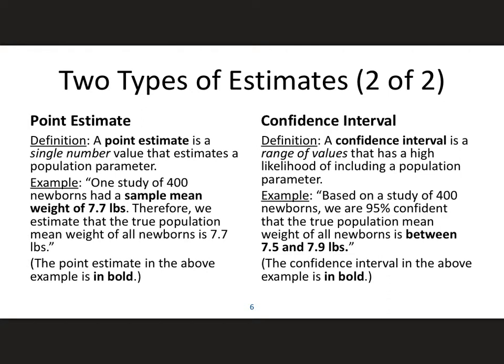A confidence interval is a range of values that has a high likelihood of including a population parameter. For example, based on a study of 400 newborns, we are 95% confident that the true population mean weight of all newborns is between 7.5 and 7.9 pounds. You can see that confidence interval in bold in the example above.